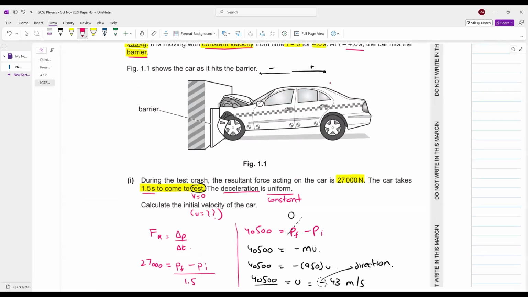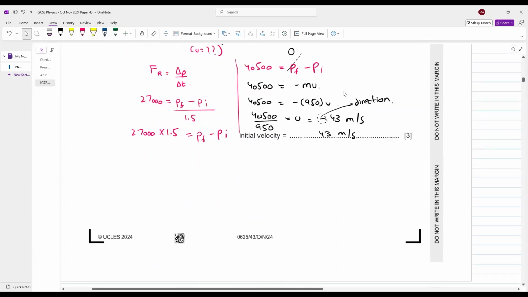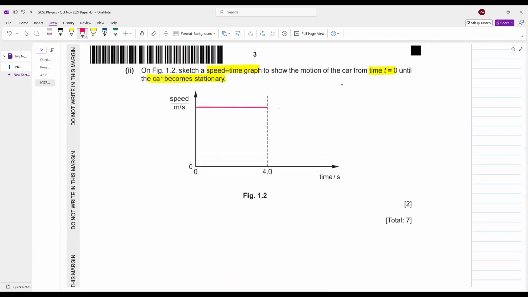That means your deceleration is constant until you reach a velocity of 0. You have a constant deceleration. Now, do you remember that the gradient of speed time graph is equal to acceleration? If you have a constant deceleration, that means your gradient is negative and constant. If your gradient is negative and constant, which type of a line will you draw? Downward sloping line like this. Simple as that, nothing complicated here.